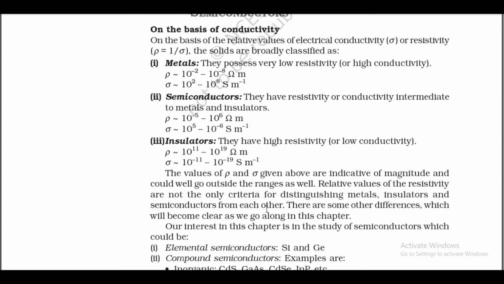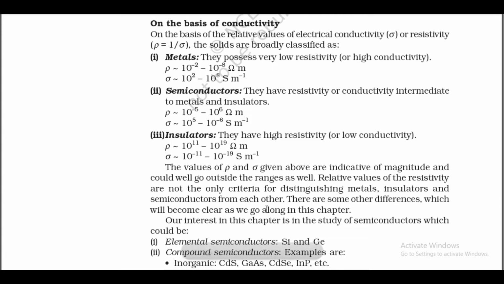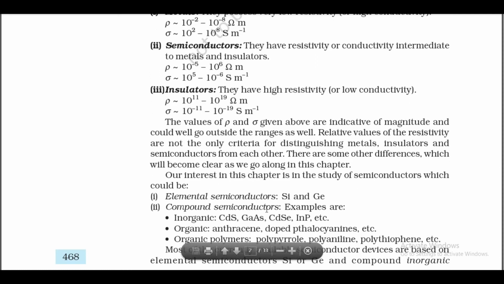Second, semiconductors. They have resistivity or conductivity intermediate to metals and insulators. Rho is approximately 10 to the power minus 5 to 10 to the power 6 ohm metre. Sigma is approximately 10 to the power 5 to 10 to the power minus 6 siemens per metre. Third, insulators. They have high resistivity or low conductivity. Rho is approximately 10 to the power 11 to 10 to the power 19 ohm metre. Sigma is approximately 10 to the power minus 11 to 10 to the power minus 19 siemens per metre.